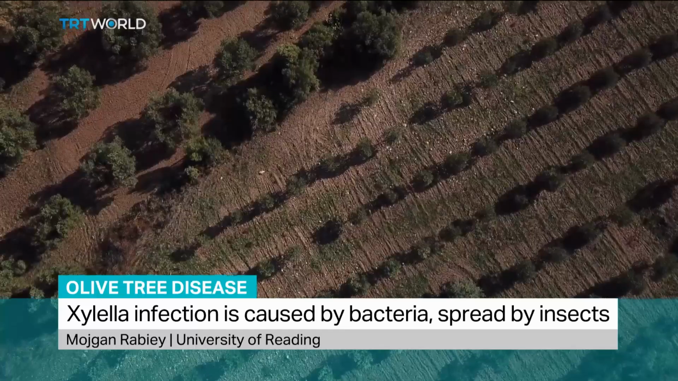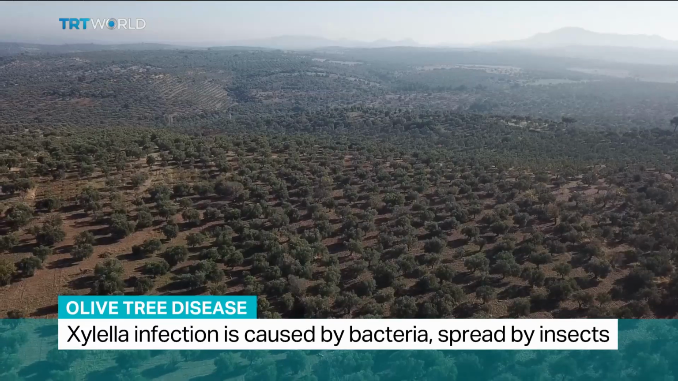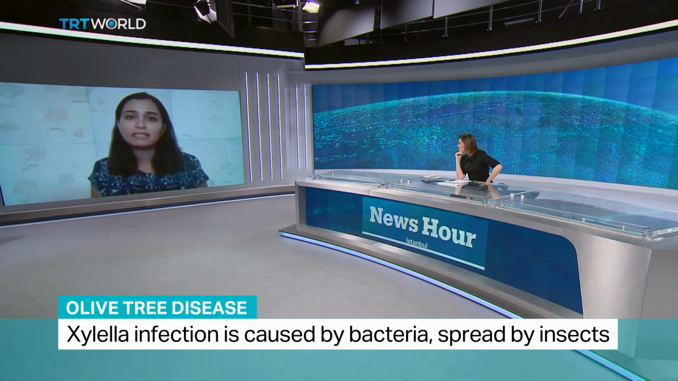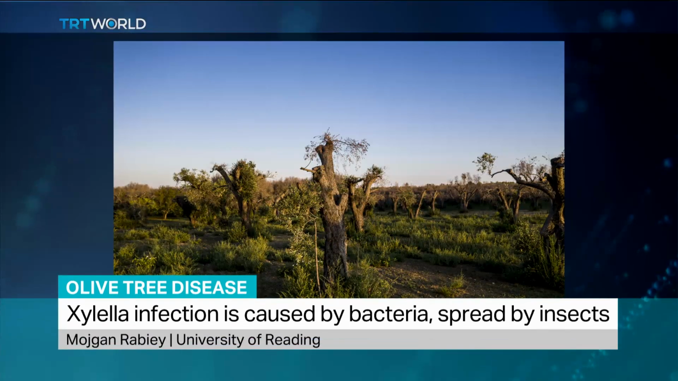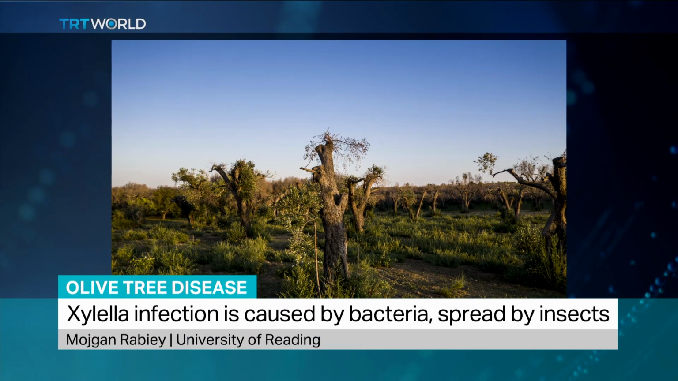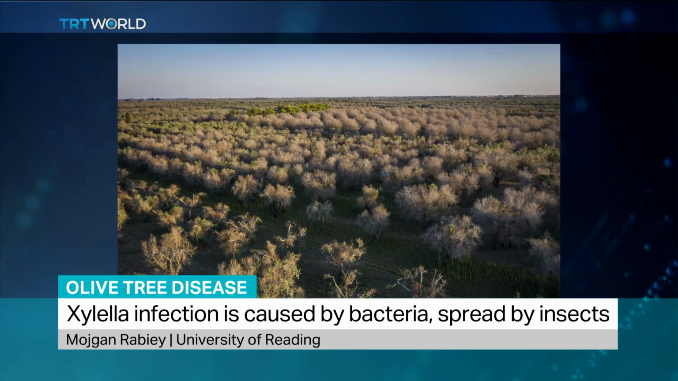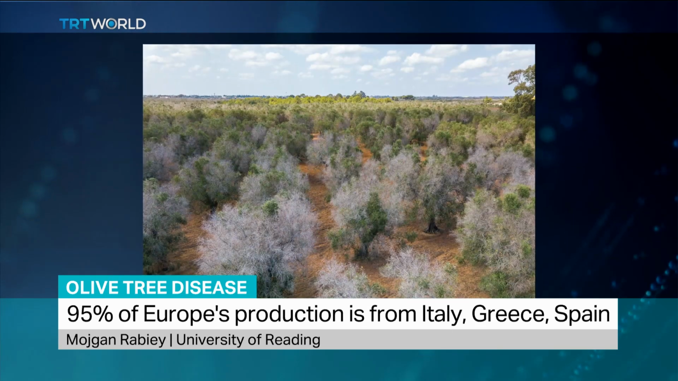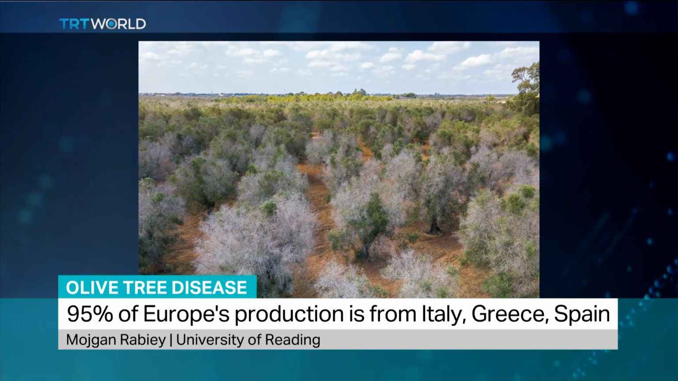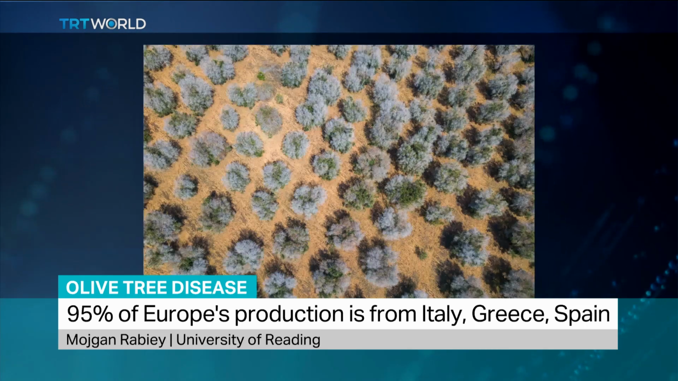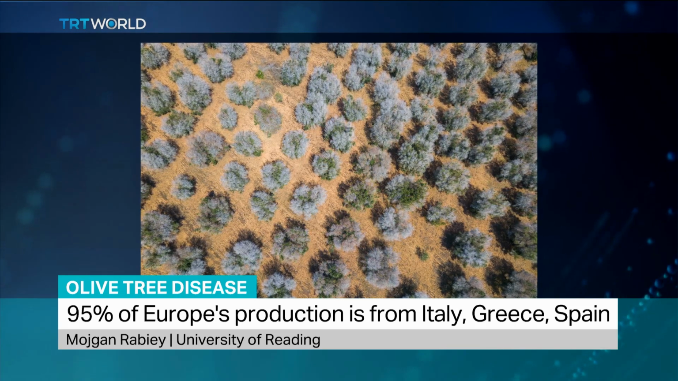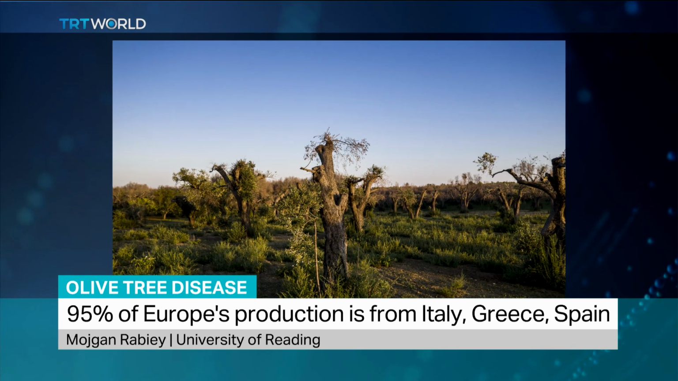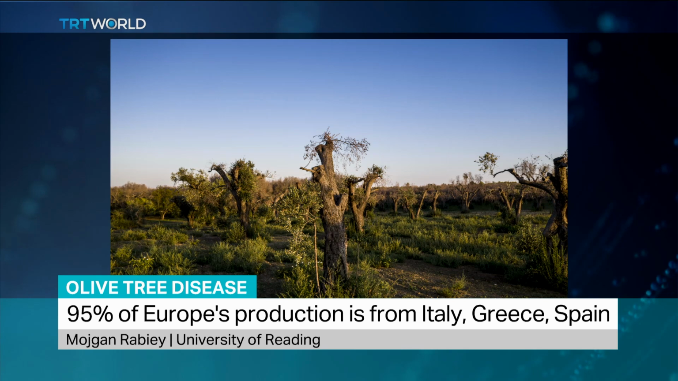Is this working? Is the situation getting better or worse now that it's 7 years since it was first detected? As we said, as there is no cure for this disease, and with climate change, we know that the climate is favorable for the spread of this disease. So the situation might get worse until we take extra measures, until we do more research to understand how we can reduce the impact. For example, we can do more research on using resistant cultivars, or cultivars that are less susceptible.